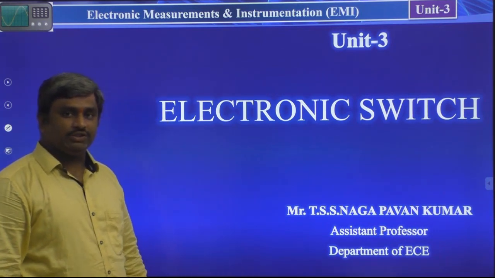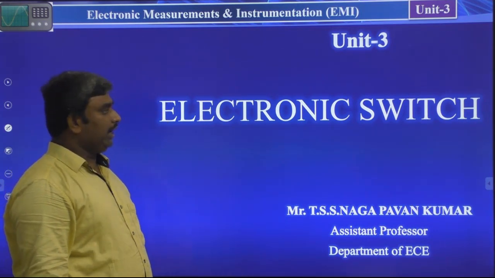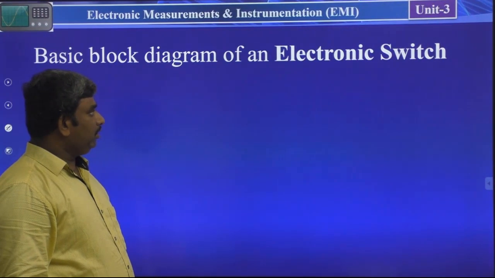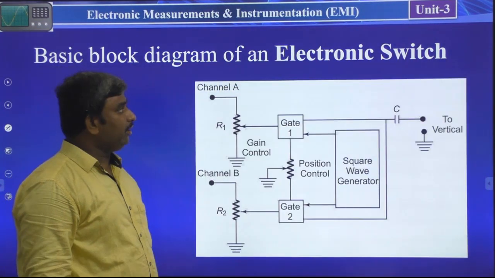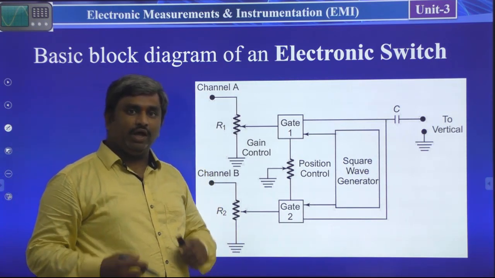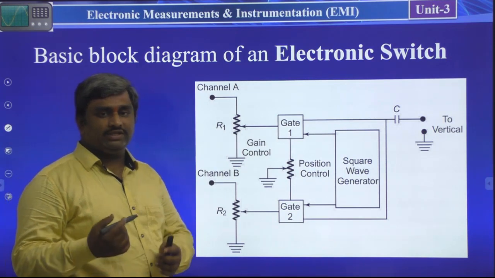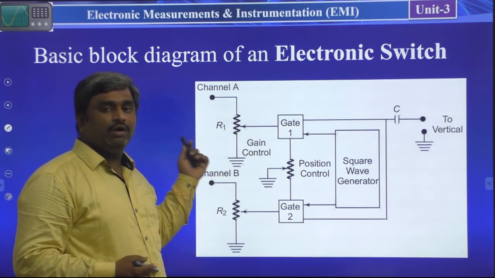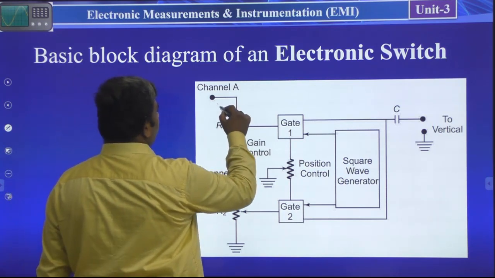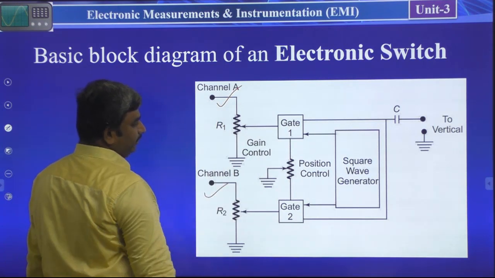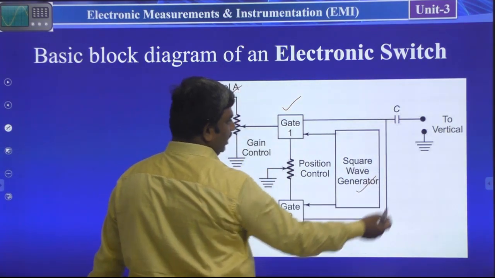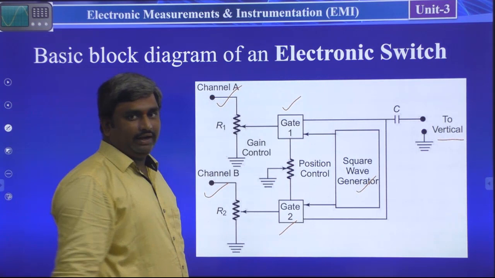Let us continue our discussion with the electronic switch, which is used in the dual trace CRO. So this is a basic block diagram of that electronic switch. I said that the electronic switch is connected in between channel A and channel B, that we have seen in the previous discussions, in the last class CRO block diagram also. So see here, we have the channel A information here, channel B information here. Here we have gate 1, gate 2, and here we have a square wave generator, and finally we are giving this to the vertical amplifier.